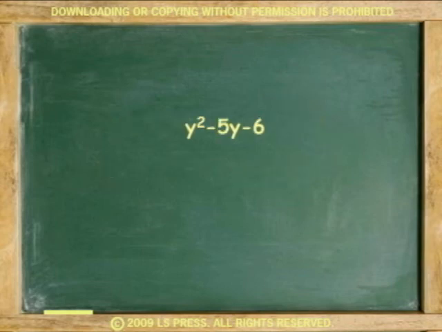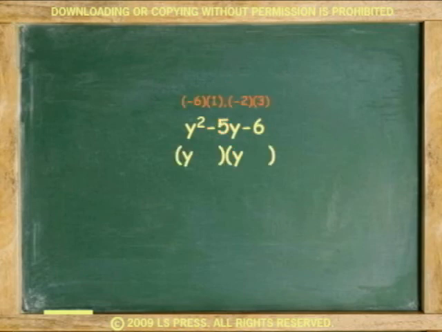For example, factor y squared minus 5y minus 6. Determine which two integers give a product of negative 6 and a difference of negative 5. Possible factors: negative 6 times 1, negative 2 times 3. Only the difference negative 6 positive 1 equals negative 5 fits. The answer, y minus 6 times y plus 1.